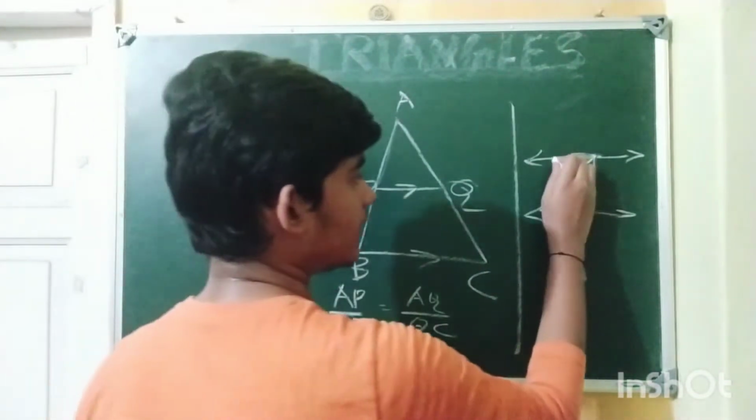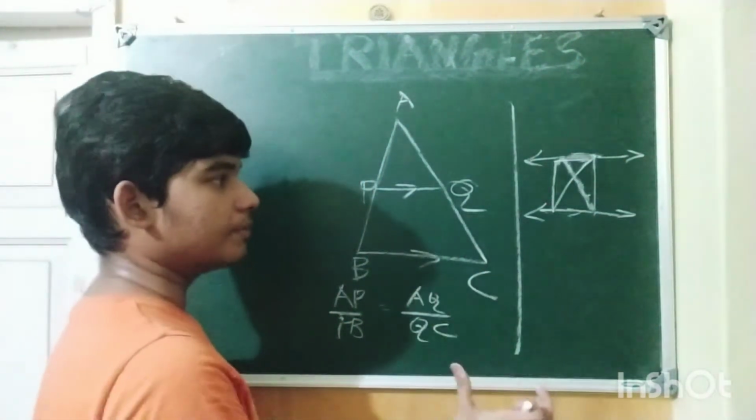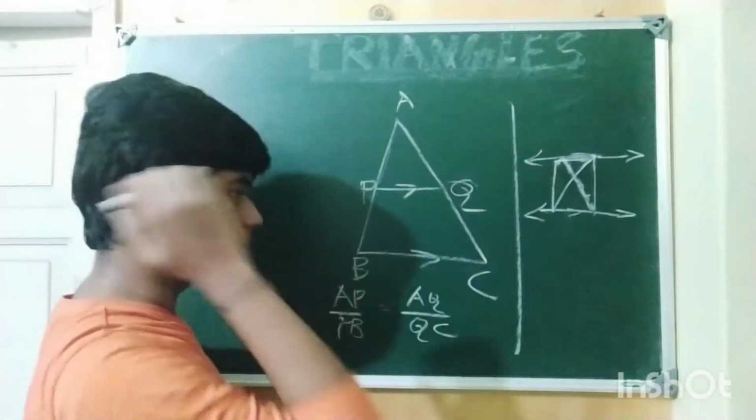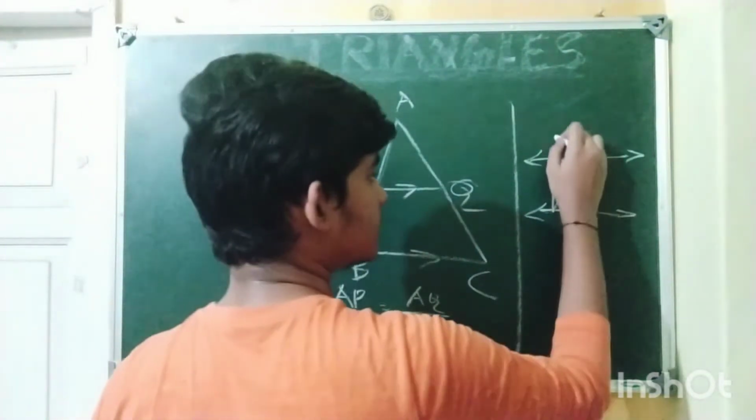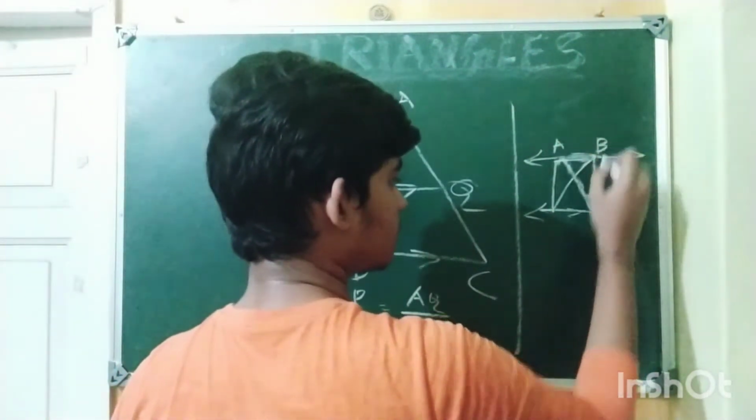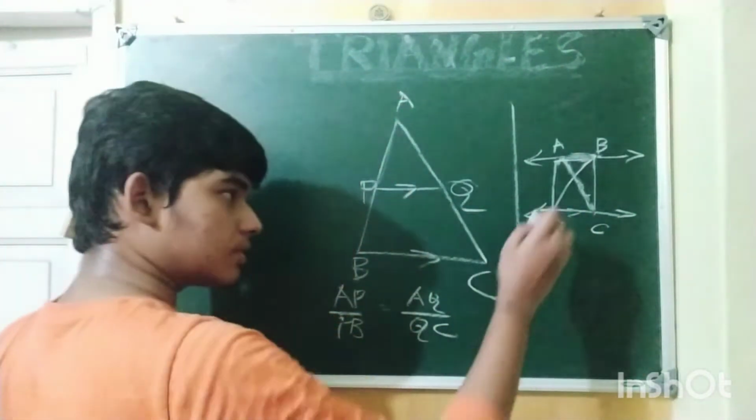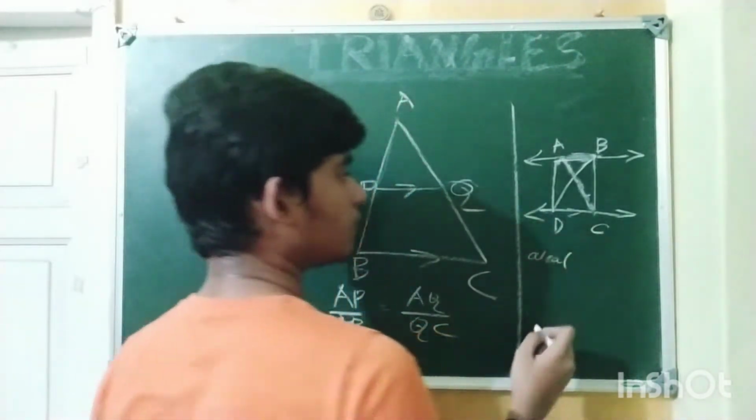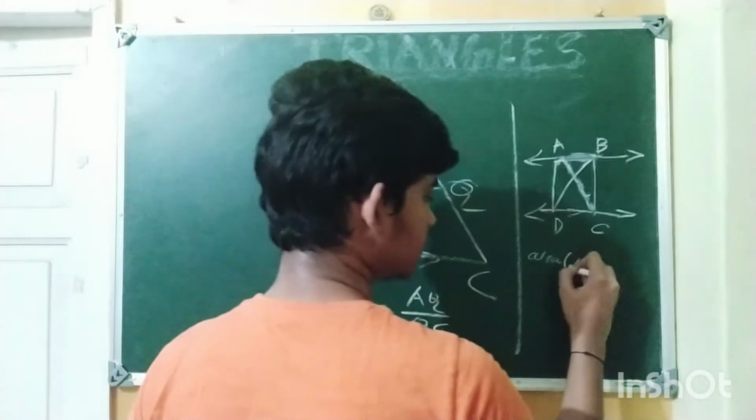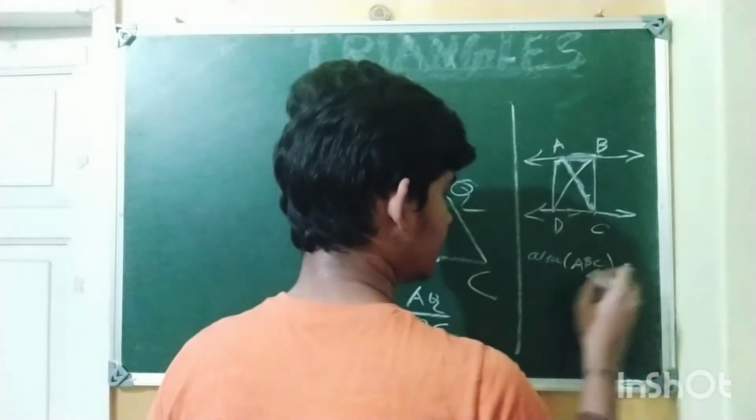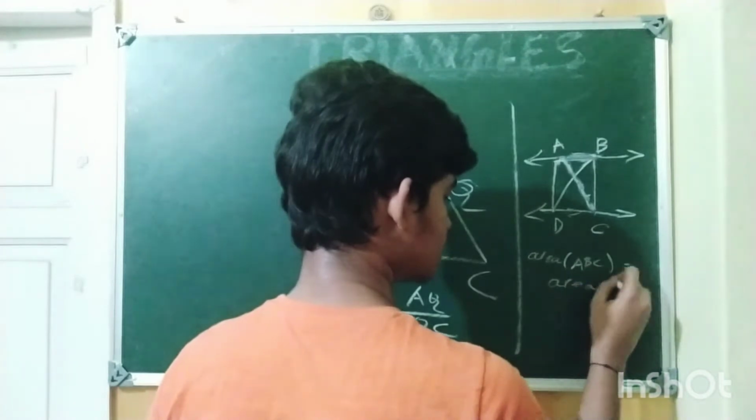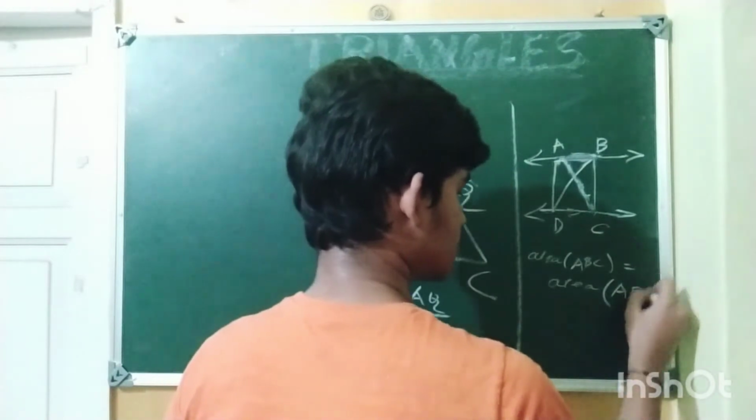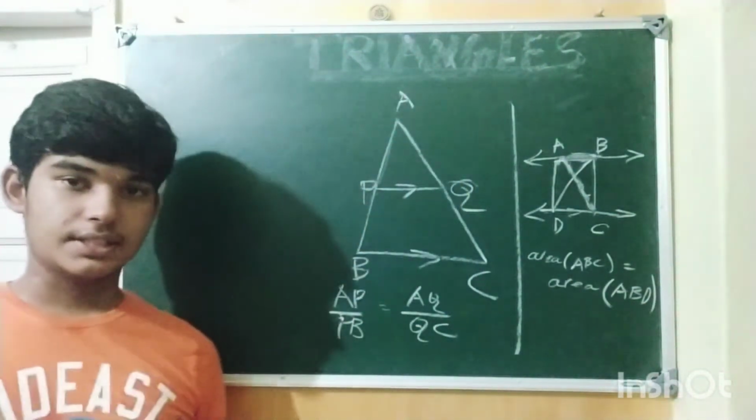Basically what it's saying is, if two triangles are on a single base between two parallel lines, then the areas of these triangles will be equal. So for example, let's call these points A, B, C and D. That means the area of ABC will be equal to the area of ABD. So that is what the second theorem suggests.